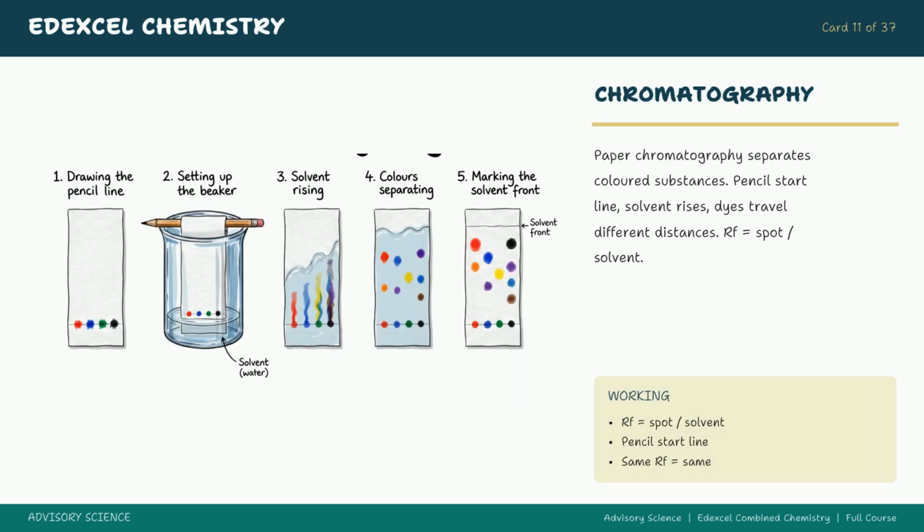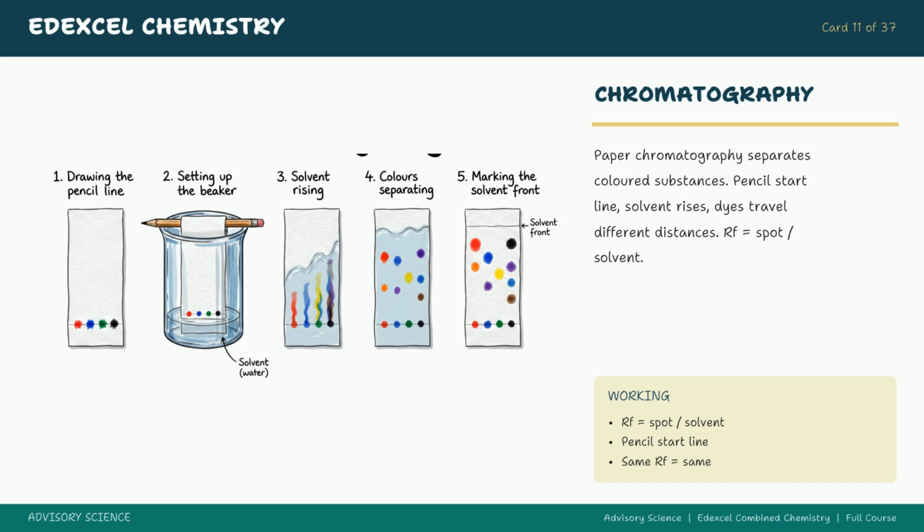Chromatography. Paper chromatography separates different coloured substances in a mixture, like dyes in a pen. Draw a pencil line near the bottom of the paper, put a spot of the ink on it, and dip the paper in solvent. The solvent rises and carries each dye a different distance.